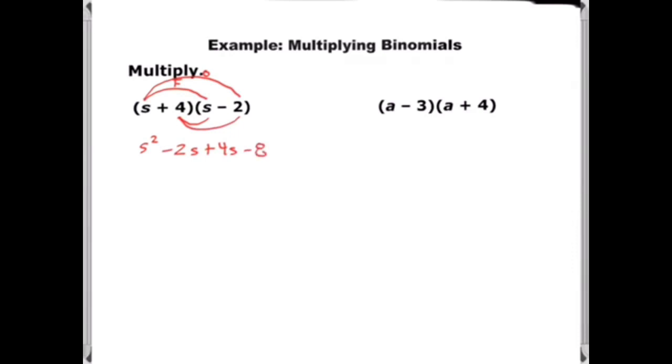So now that we used FOIL, and FOIL can also sometimes be called crab claw, because if you look at it, it kind of looks like a crab claw if you've made your lines correctly. And so now the last thing we have to do is combine like terms, because we've got negative 2s and 4s in the middle. And when we do so, we end up with s squared plus 2s minus 8 as our answer.